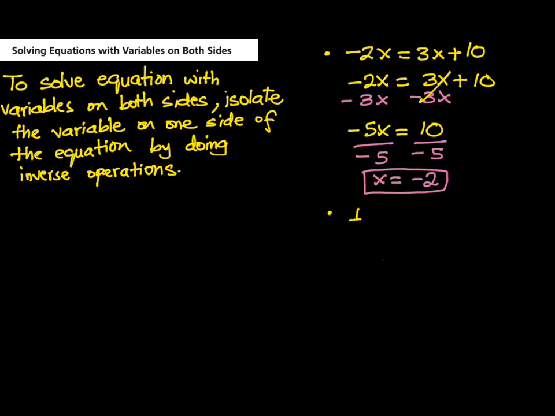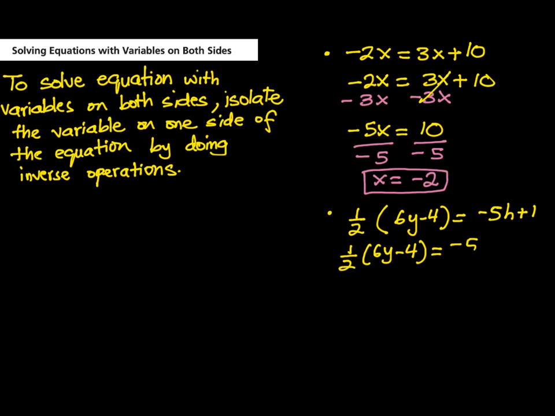Right? Let's see another one with the fraction in the front. So you have 1/2 parentheses 6y minus 4 is equal to negative 5 parentheses y plus 1. Let's fix that to y plus 1.